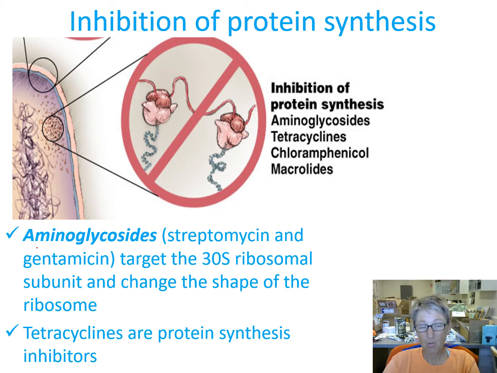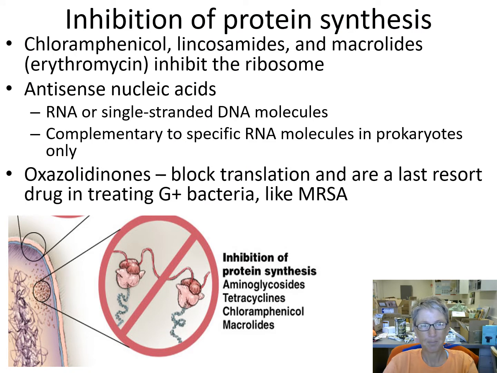More interesting drugs, aminoglycosides, that would include the drugs streptomycin and gentamicin, maybe you've heard of those, target the 30S ribosomal subunit. They change the shape of the ribosome, and then the prokaryotic ribosome doesn't work. Tetracyclines are also protein synthesis inhibitors, so they can't make their proteins. Remember, their enzymes are made of protein and you need enzymes to do biochemistry to live, so then you're done. Here's some more drugs that inhibit protein synthesis.